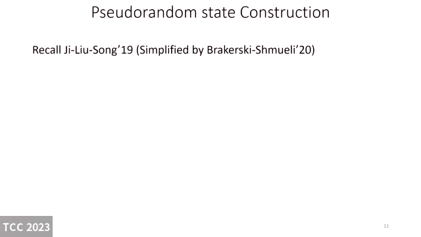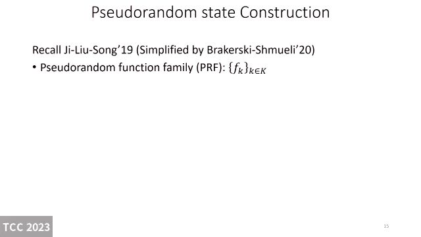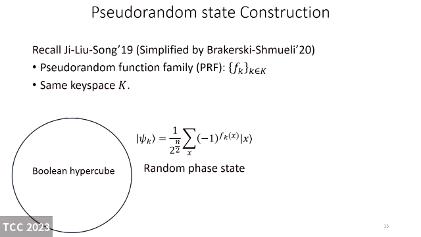All right. So now let's look into our construction. As hinted earlier, our construction is based on modifying the random phase state construction for pseudo-random states. So it's a good idea to recall the PRS construction there. This construction uses a pseudo-random function family, or PRF, and the key space of the PRS family is the same as the key space of the PRF family, and the states basically look like this. For every key k, the psi k is basically a uniform superposition, but with a random phase determined by this function fk.